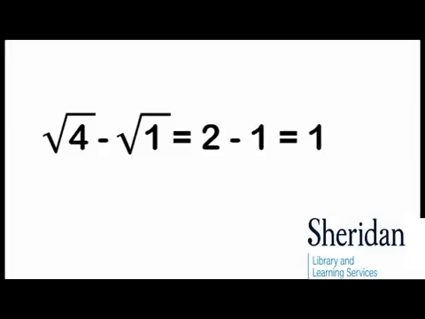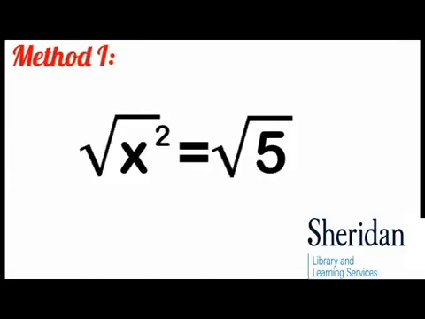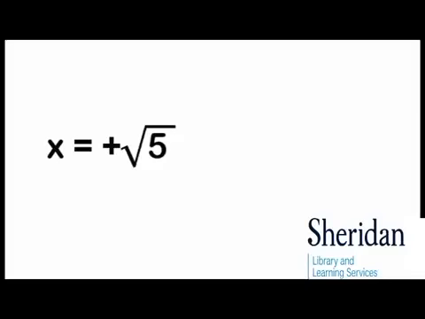Now, we will be working on a different type of problem. Consider the equation x squared equals 5. There are two methods to solve this equation. The first method was described in the previous video. We start by taking the square root on both sides. So we get square root of x squared equals square root of 5. Hence, absolute value of x is equal to square root of 5. Therefore, x equals plus square root of 5 or x equals minus square root of 5, since both numbers satisfy our equation.